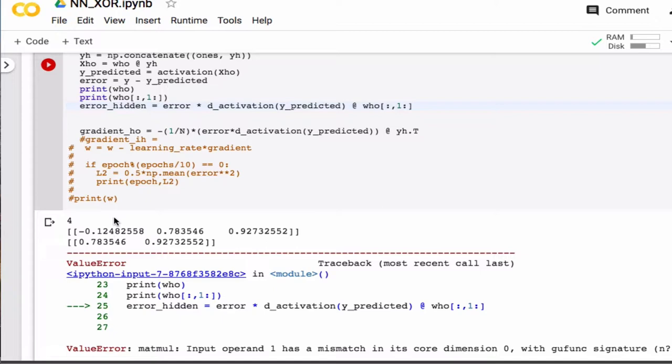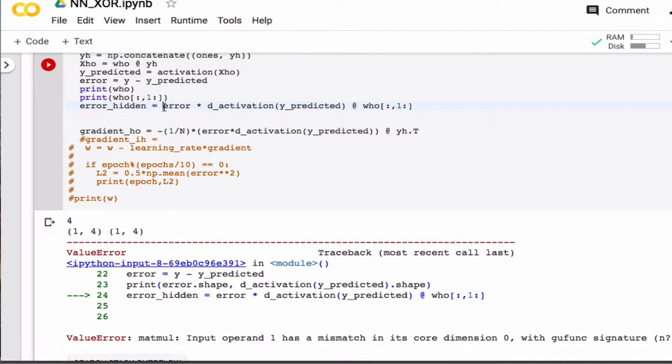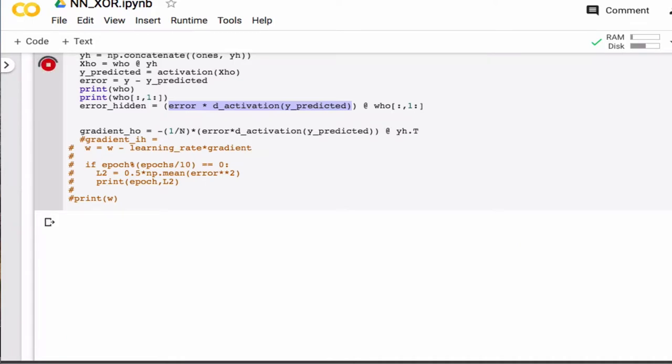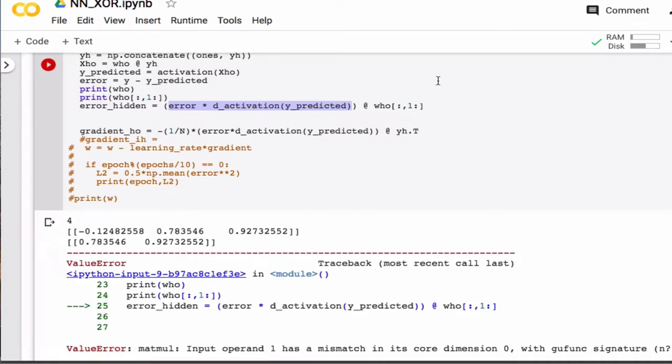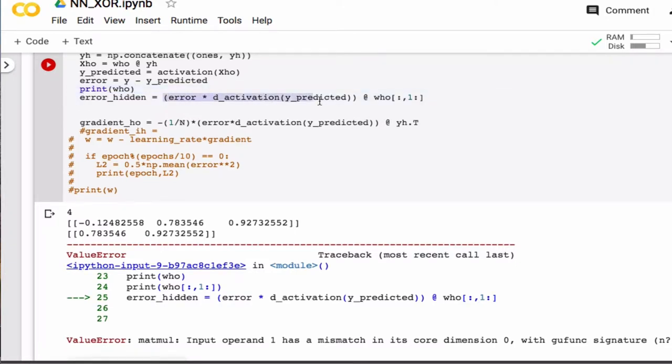Okay, so I can see we already have a mismatch in the dimensions, and I have to be a little careful here. That should be this entire matrix multiplied by the weights. Let's see if I still get the problem. Yes, okay. So what I want to do is figure out the shape of this, and figure out the shape of this.